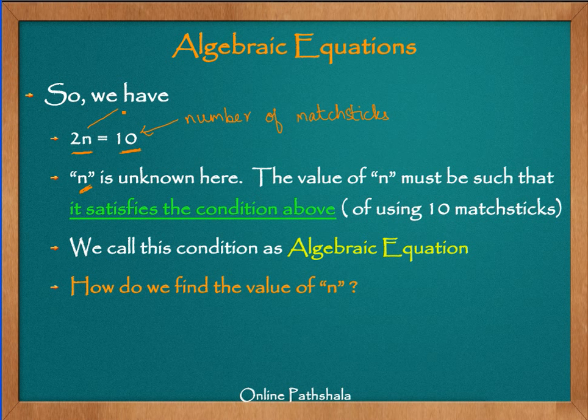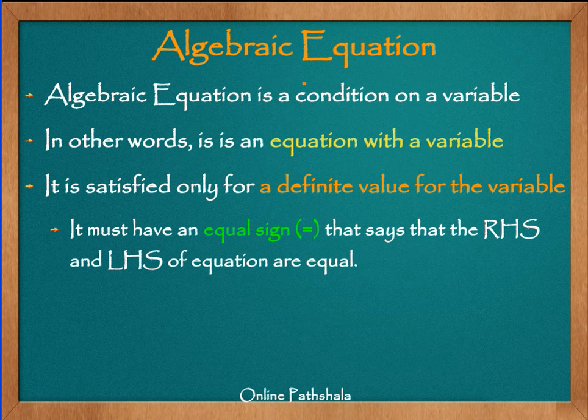This means that the value of N here must be such that when I use N here, it must result in a 10. Or the number of patterns that I form should be such that it uses only 10 matchsticks. So can I say that we are putting a condition on the value that this variable N should be taking? Two things to keep in mind. One, the value of N now becomes a condition. A condition on a variable. So how do we find the value of N? This is essentially what we are going to ask. Now let us try to formally define the algebraic equation after learning from that example.